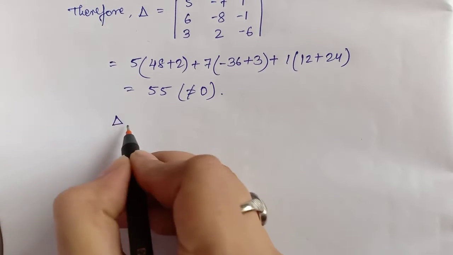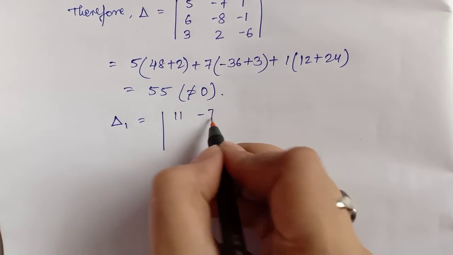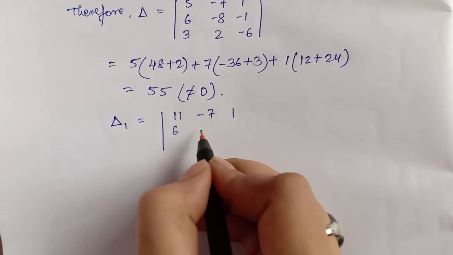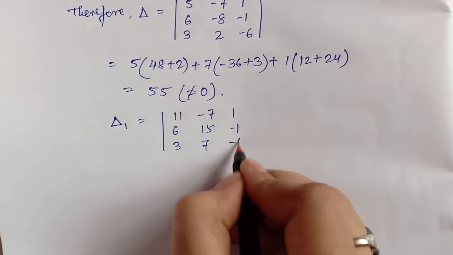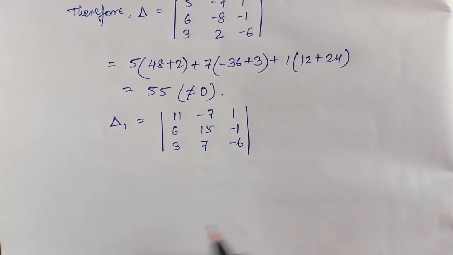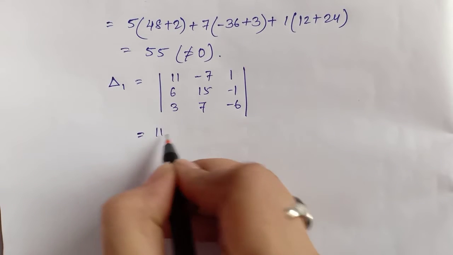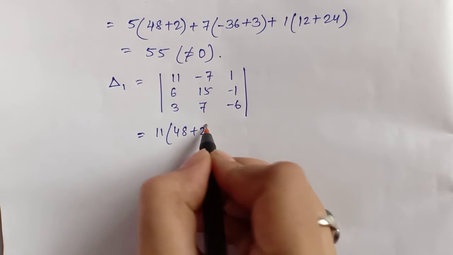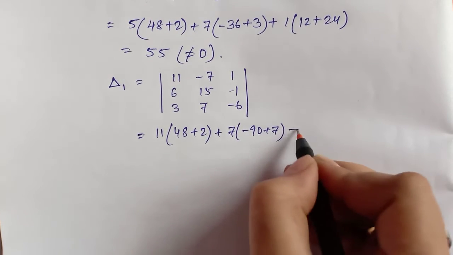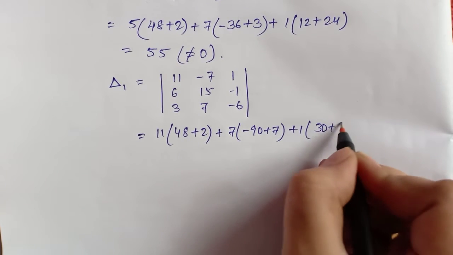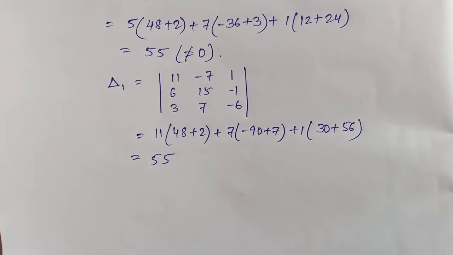Now we need to find delta 1, which is 11, minus 7, 1, 6, 15, minus 1, and 3, 7, minus 6. Solving this, we get 11 into 48 plus 2, plus 7 into minus 90 plus 7, plus 1 into 30 plus 56, which also gives us 55.